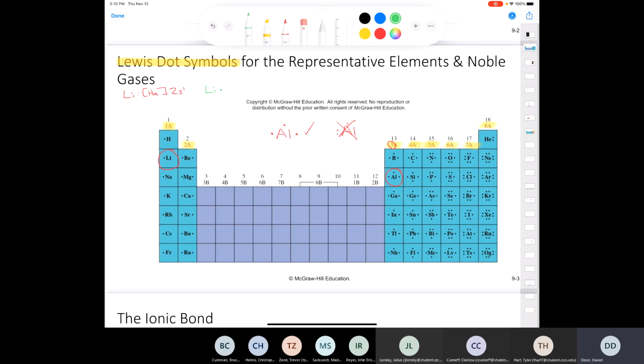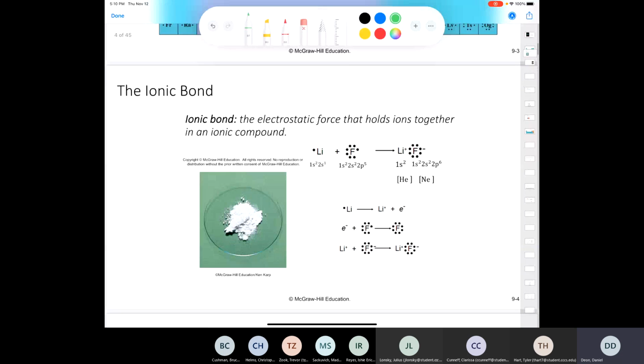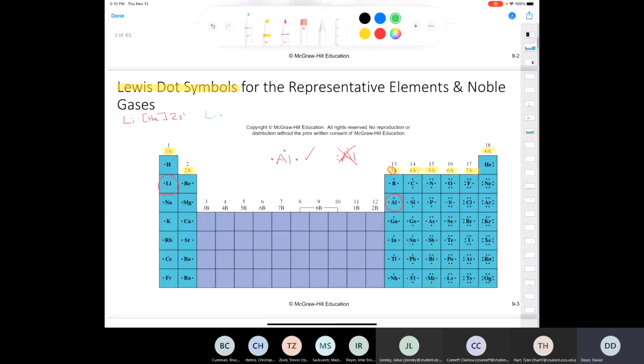I also want to point out that when you get all the way over to the noble gases in group 8A, with the exception of helium, they have 8 valence electrons.